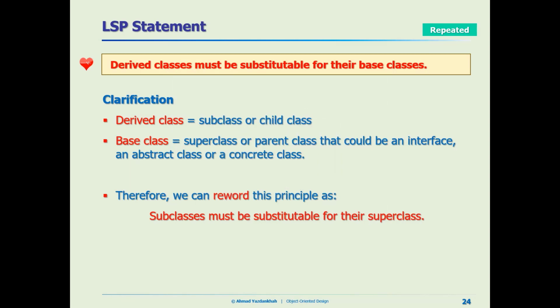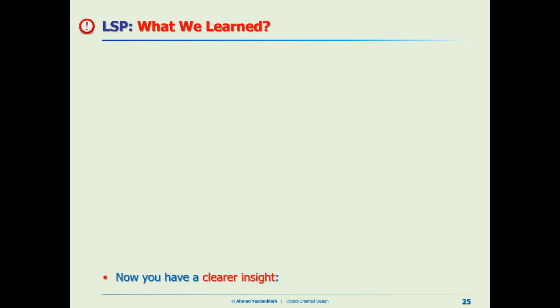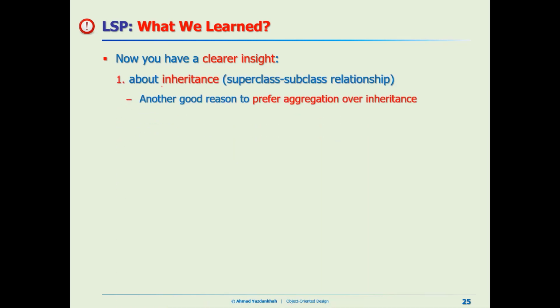Okay, so let's see our LSP statement one more time. Subclasses must be substitutable for their superclass. And what we learned here is that now we have a really clear insight about inheritance. We already know that inheritance is a powerful tool in object-oriented programming, but it has some problems. We saw some of them in this lecture: it's not the case that you just inherit and everything is fine. No, we should be very careful, especially when you want to use the polymorphic relationship.